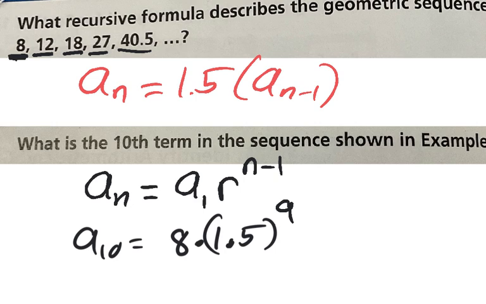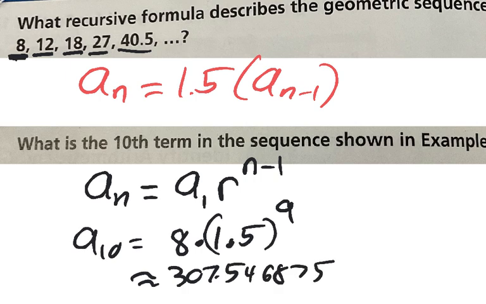And what did we get when we typed that in? Should have gotten approximately 307.546875. That's ugly.